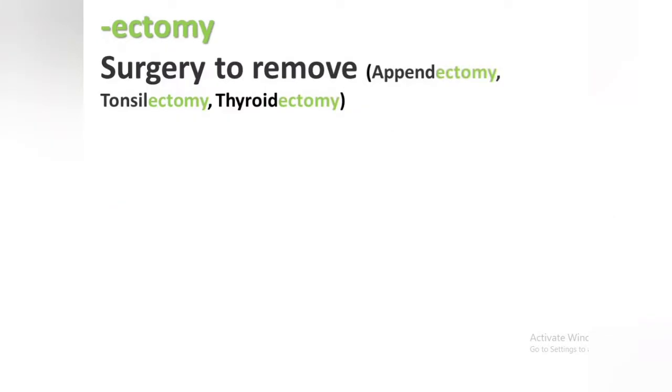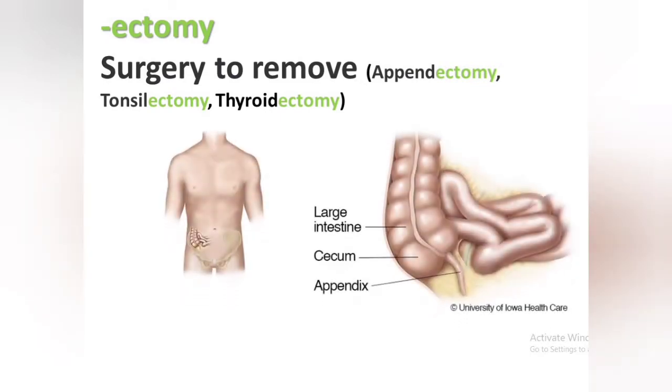Next suffix is ectomy. Ectomy means surgical removal of any part. So there is one medical term, appendectomy. Removal of the vermiform appendix from our body by a surgical procedure is known as appendectomy. You can see in the picture given there is the vermiform appendix attached with the cecum. When it gets infected or inflamed, at that time we have to surgically remove it. The procedure is known as appendectomy.